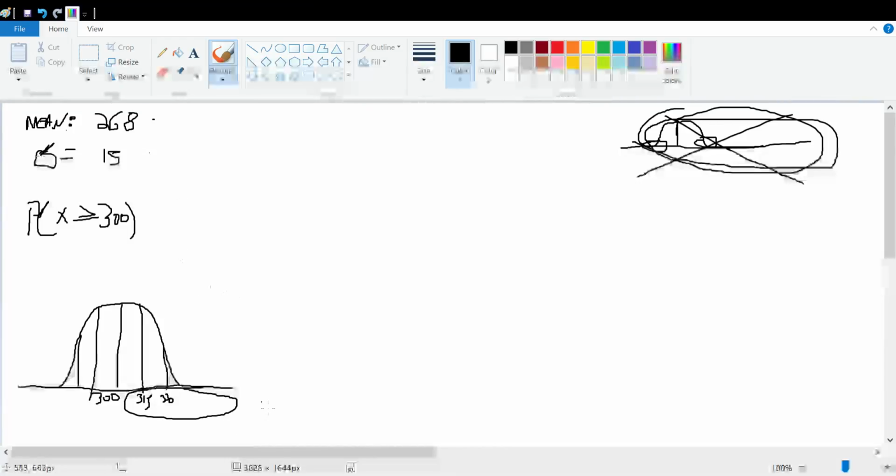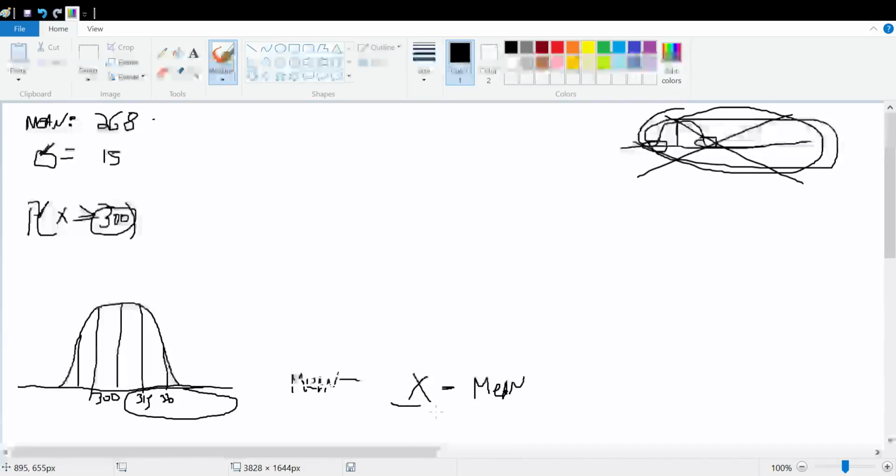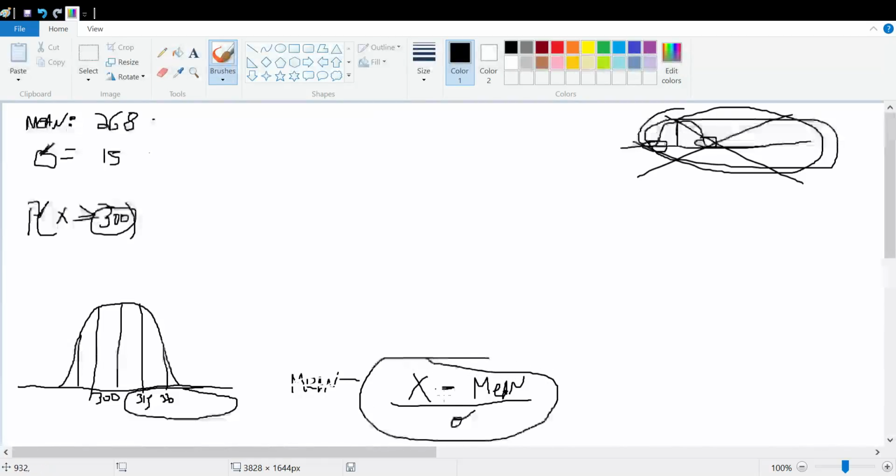There's a formula for this. Actually no, I'm sorry, just ignore that. It is your x, what you're trying to find, in this case 300 days, minus the mean, which is 268, over the standard deviation. It's actually very easy to memorize. That's it, very simple, and it will give you the probability of whatever that is.